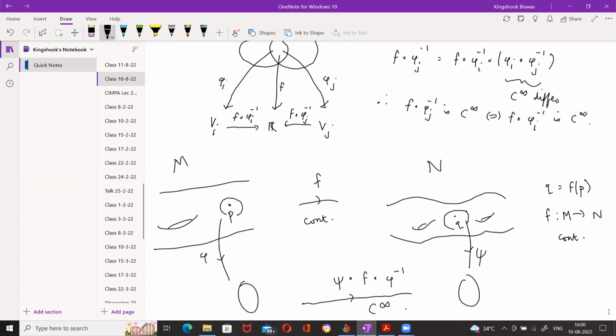Okay, we've got less than a minute here, so I think we should stop here. We've defined smooth manifolds, smooth functions on a manifold, and smooth maps between manifolds. Next time we'll start talking about tangent spaces and vector fields on a manifold. So let's stop here today and I'll see you on Thursday.